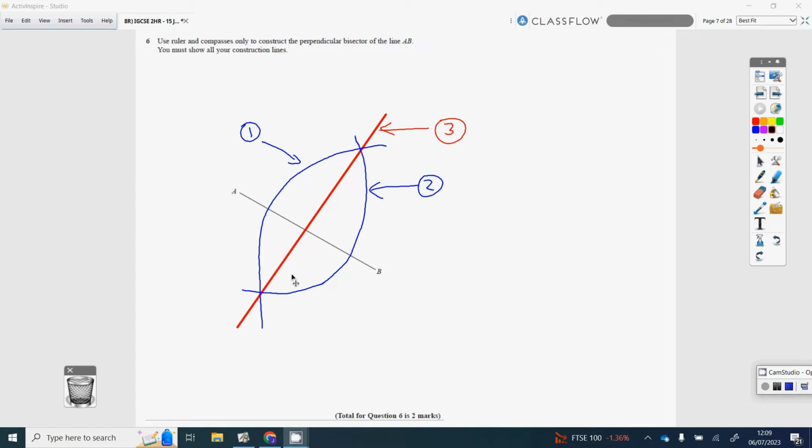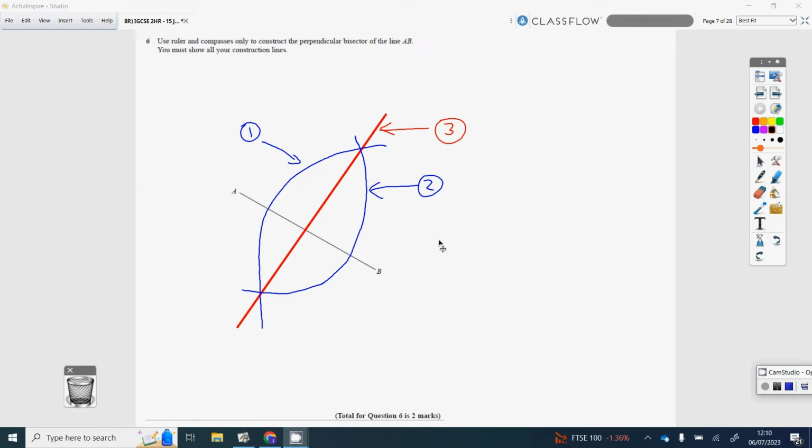So step 1, go and get your compass, put the pin at A and get a length, the radius of the compass, which is most of the way along, but not all of the way along, and then just do a nice big arc. Okay, so if we do it from B first of all, that would be my first workings there, which I've called workings 1. Now, keeping the same radius on the compass, so don't adjust the distance between the pencil tip and the pin, now go and put the pin at A and draw another big arc, which I've labelled step 2.